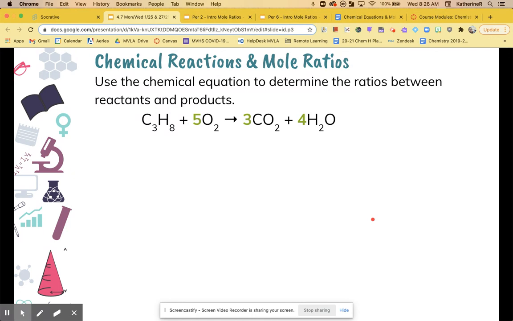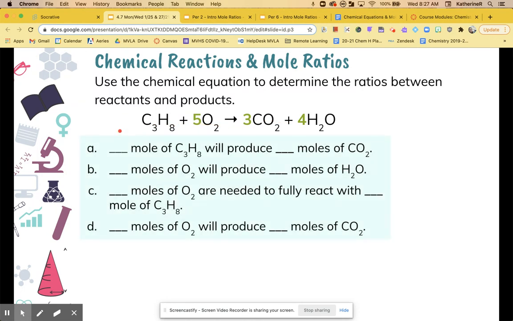And so let's practice a little bit determining the ratios between reactants and products. We're going to do this by looking at the coefficients in front of the substances in my chemical equation. You can pause and do this and then hear the answers as we go. So take a moment, maybe pause, try to fill in the answers as you see fit, and then we'll go over them.